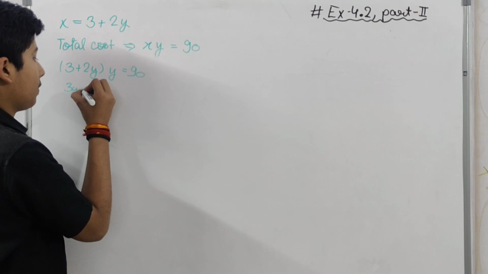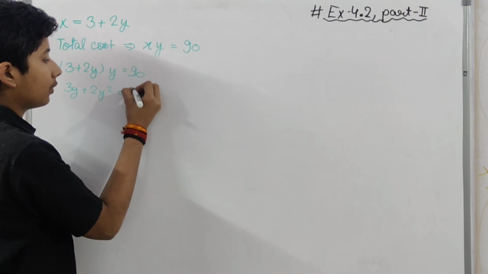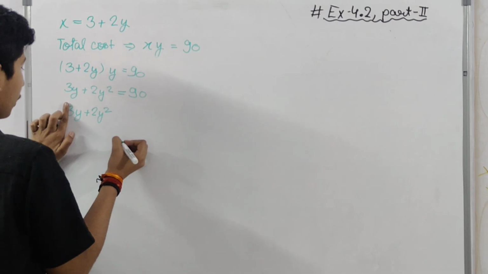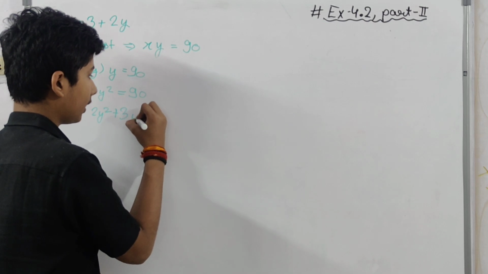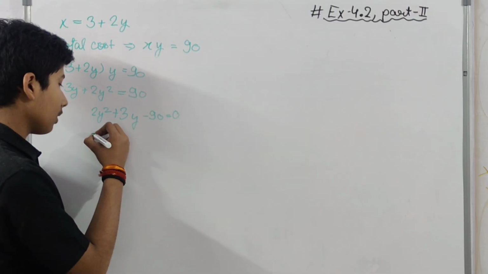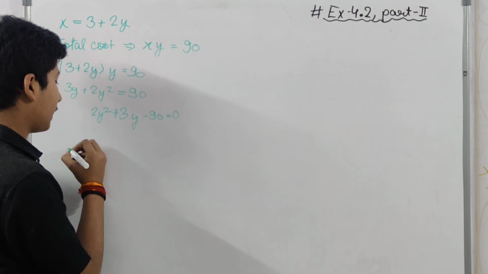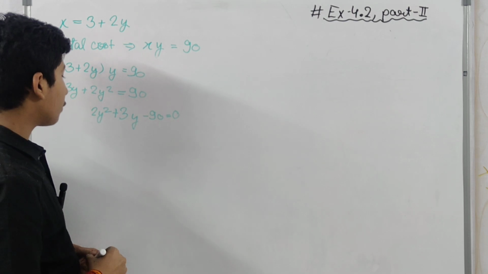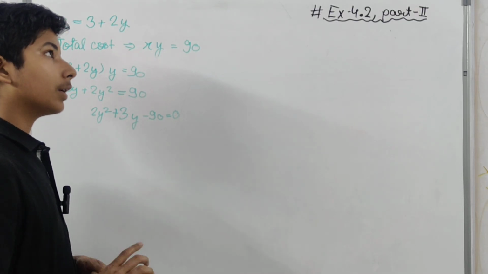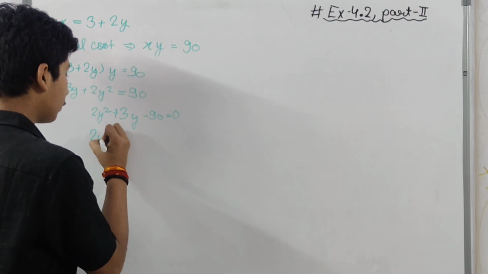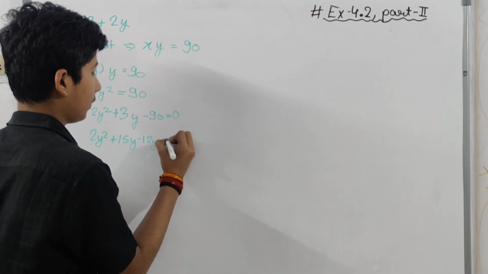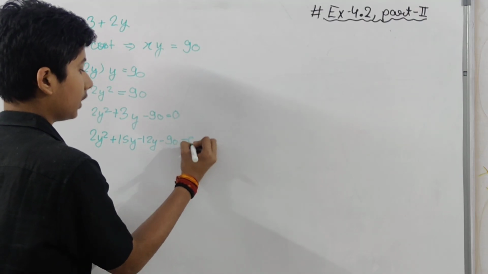So 3y + 2y² = 90, or you can say 2y² + 3y - 90 = 0. Now we have to solve it. By middle term splitting, 90 into 2 is 180. So 18 into 10? No. 15 into 12, yes, 15 into 12. So 2y² + 15y - 12y - 90 = 0.